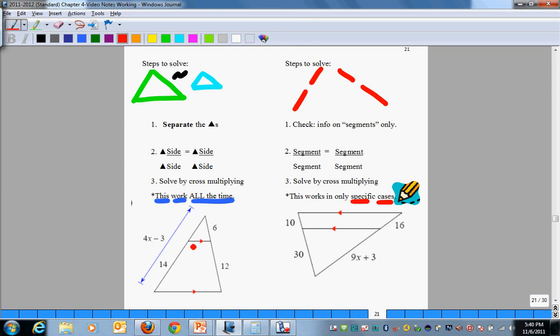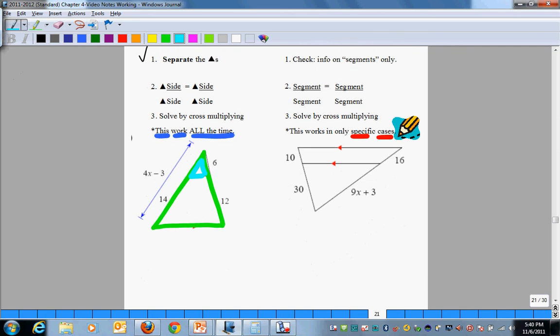Let's take a look at the left. What should be the first thing you do if you're going to use this method? Well, step number one is to separate the triangles. You see here that you have a larger triangle and a smaller triangle. So the first thing we're going to do is pull those triangles apart. We have a larger triangle and then a smaller triangle. And because our given lines were parallel, the little arrow feathers mean that they are parallel, we can say that the triangles are similar.